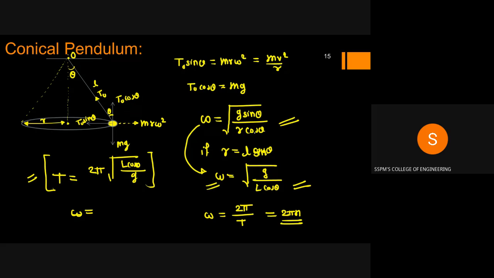So for angular velocity, we have two equations. One is omega equal to square root of g sin theta upon r cos theta. And if we replace r by L sin theta, then omega is equal to square root of g upon L cos theta. And these are the balancing equations: T0 sin theta, the x component of tension, is balanced by the centrifugal force, and the y component of tension is balanced by the self weight mg.